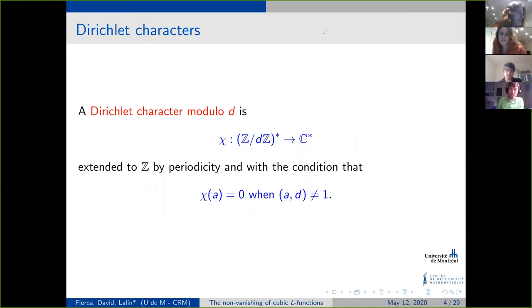The object I'm going to be concerned with in this talk is the Dirichlet L-function. For that, I need to define Dirichlet characters. A Dirichlet character modulo d is a function from the group of units modulo d to the complex numbers. When I think about the group of units, I think about the numbers modulo d that are coprime to d, under multiplication. I take a group homomorphism, so it satisfies multiplicativity. Then you extend this to all the integers by periodicity. If you know what happens between 0 and d minus 1, then for any number outside that, you just look at the number modulo d. And you set it to 0 when your number is not relatively prime to d.